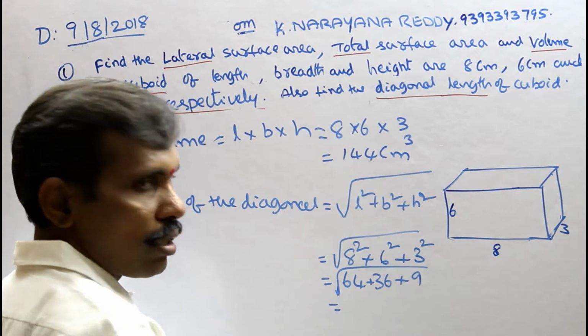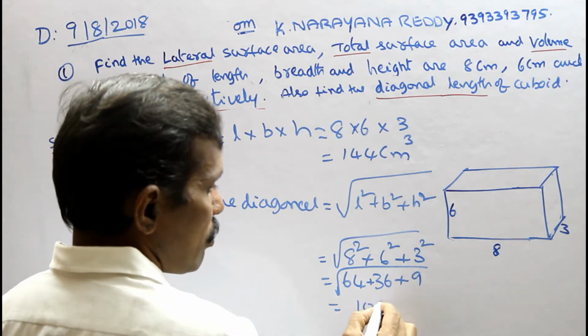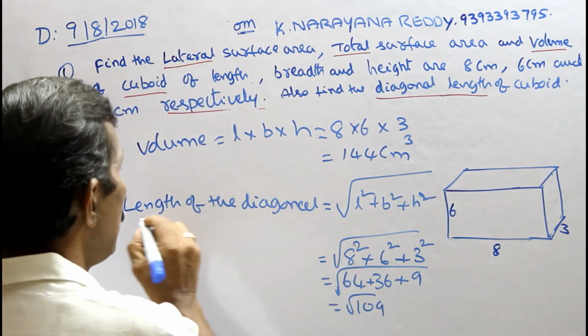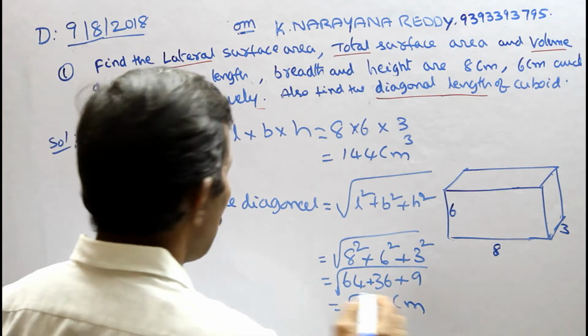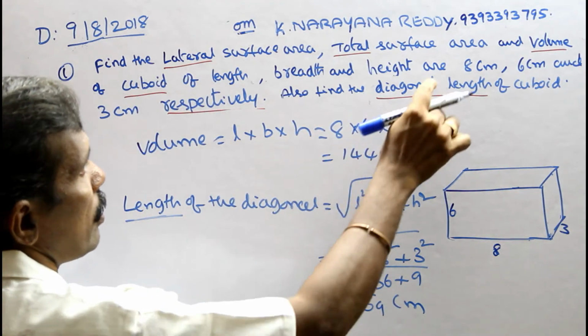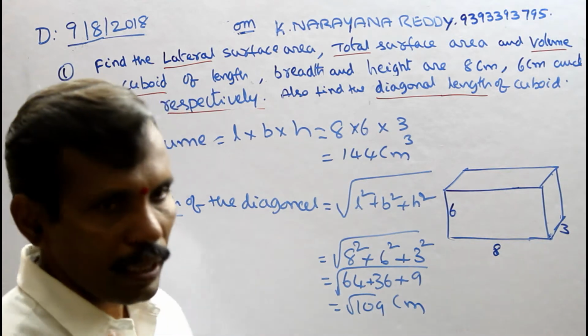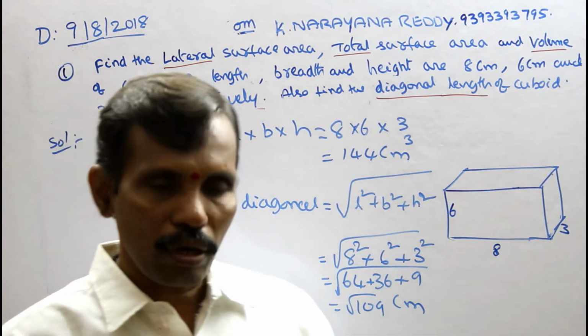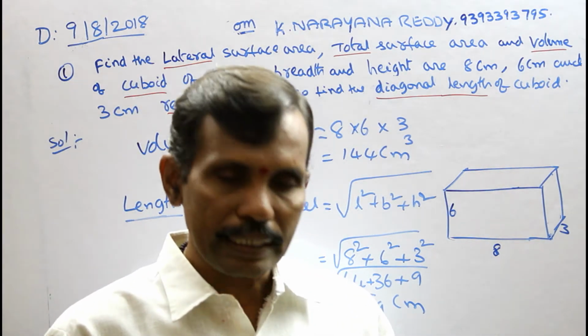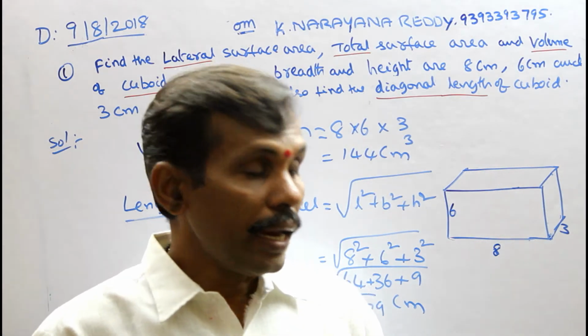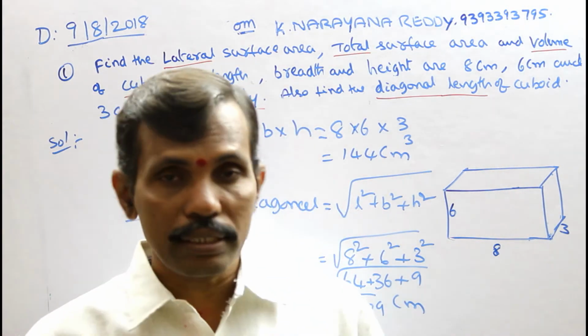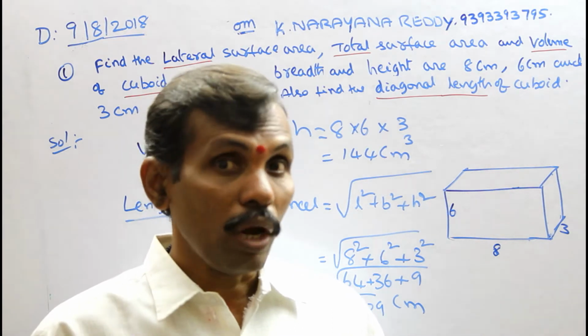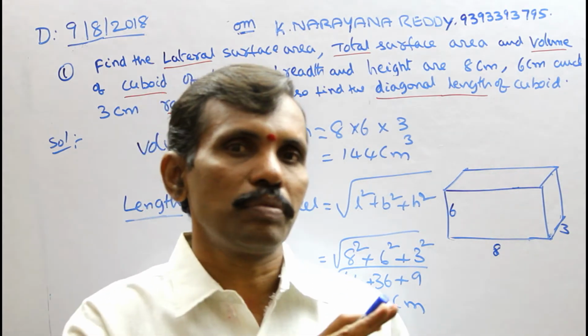64 plus 36, 100, 109. Length is nothing but centimeter. Centimeters are there. Length, breadth, height will always be considered as centimeter, meter, kilometer. Area can be considered as centimeter square. Volume can be considered as centimeter cube. That is the difference between these three.